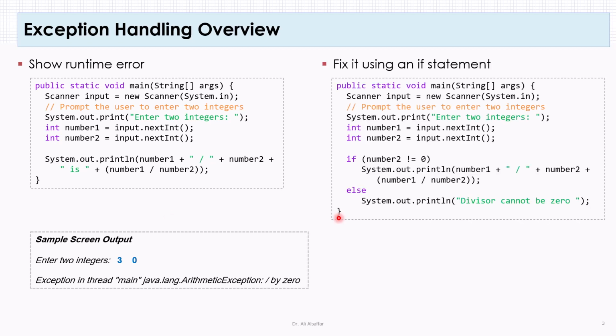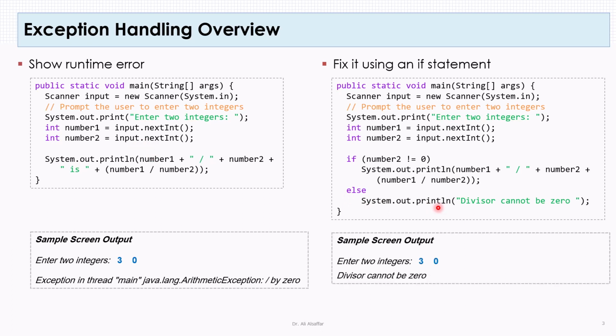So how to fix this error? A simple way to fix this error is to add an if statement to test for the second number, as shown in this listing. After reading the two numbers, number 1 and number 2, we have an if statement that tests number 2. If it is not equal to 0, then the program simply divides number 1 over number 2 and displays the quotient. However, if number 2 is equal to 0, then a message is displayed on the screen saying divisor cannot be 0, and in this case, instead of letting the program crash, we display a simple message that we cannot divide by 0.